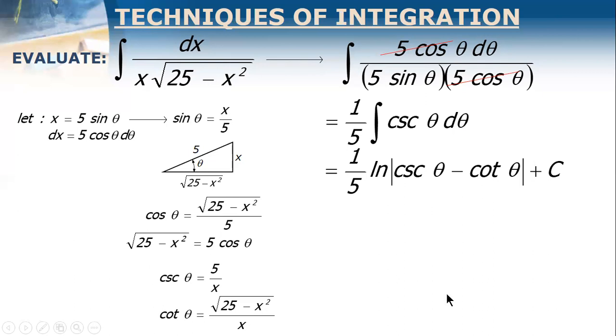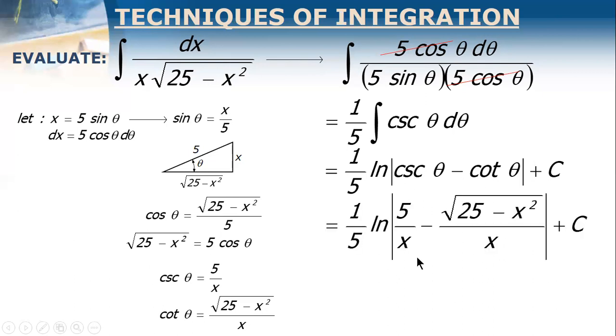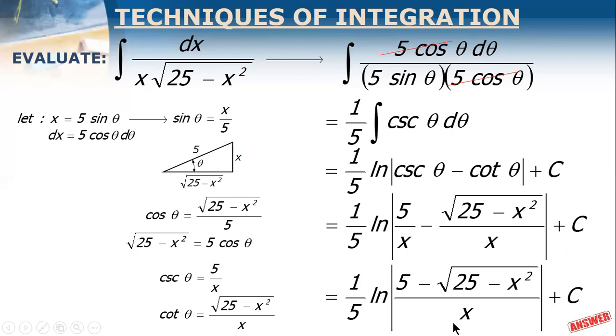And we're going to substitute this one there. So 1/5 times ln of 5 over x minus square root of 25 minus x squared all over x plus c. And final step is to combine these two terms. And this is the result: 1/5 times ln of 5 minus square root of 25 minus x squared all over x plus c.